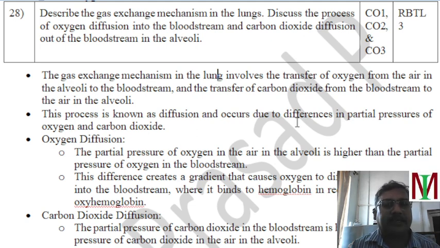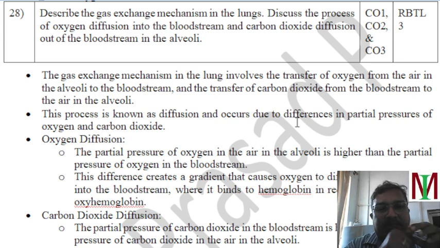So the gas exchange mechanism in the lung involves the transfer of oxygen from the air in the alveoli to the bloodstream, and the transfer of carbon dioxide from the bloodstream to the air in the alveoli. The process is known as diffusion and occurs due to differences in partial pressure of oxygen and carbon dioxide.